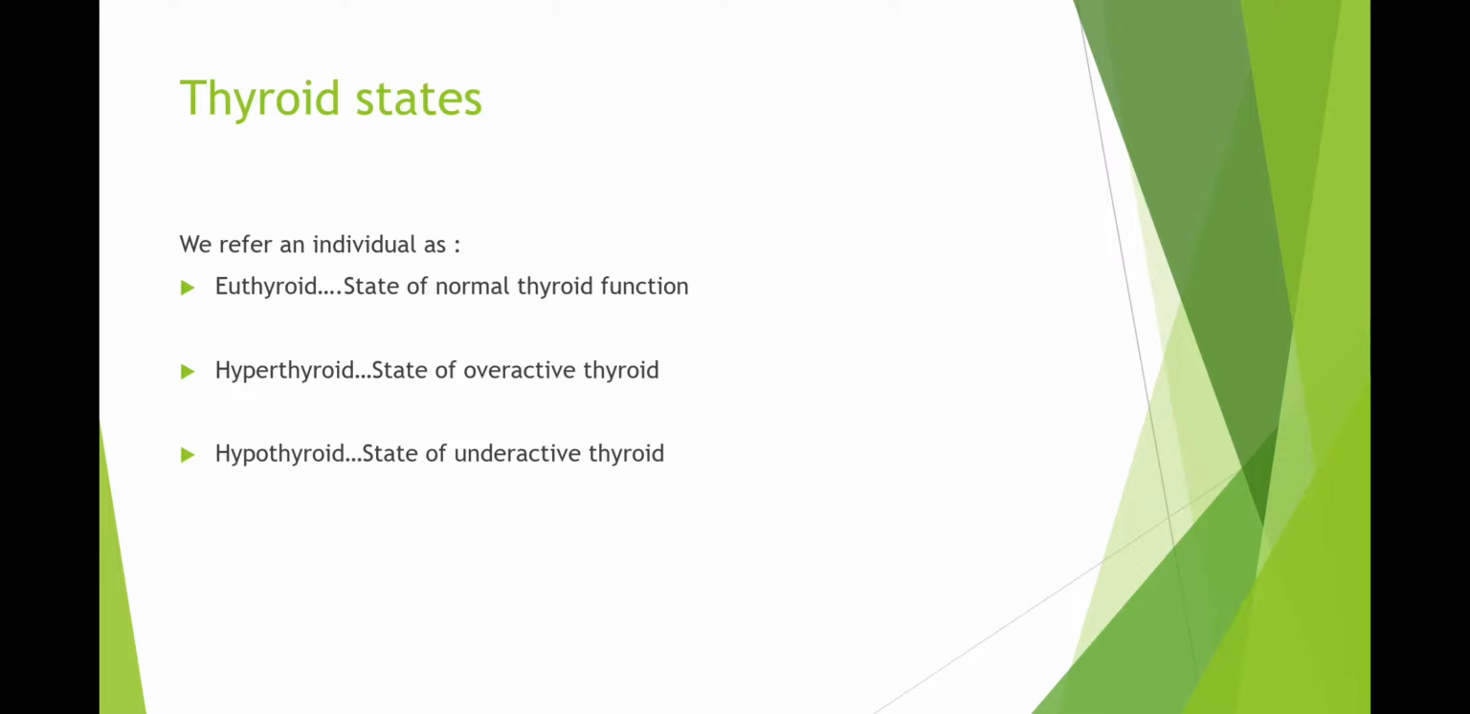In general, we encounter the following thyroid states. We refer to an individual as euthyroid, meaning it is a state of normal thyroid function. Second is hyperthyroid. It is a state of overactive thyroid. Third is hypothyroid, which means it is a state of underactive thyroid.